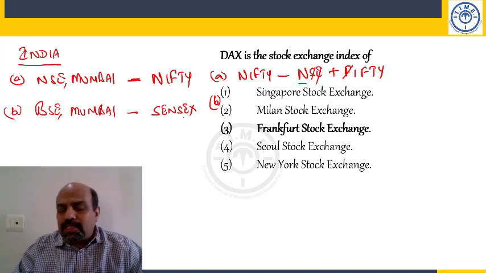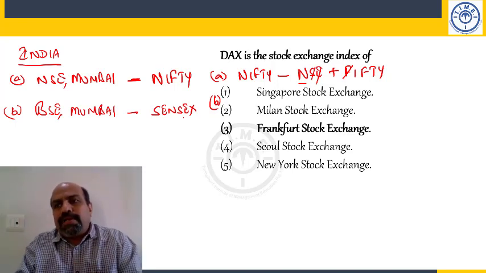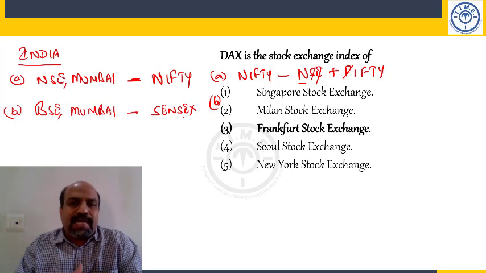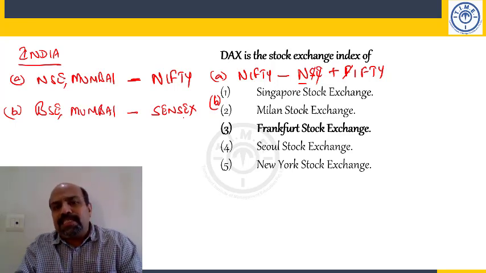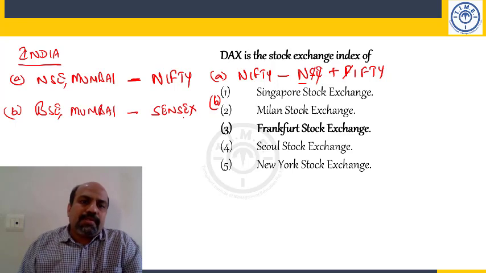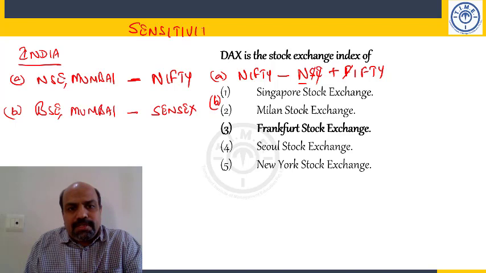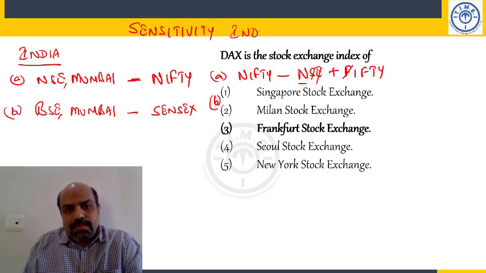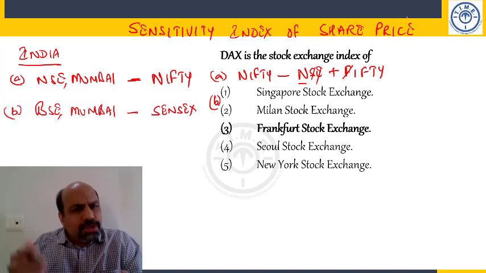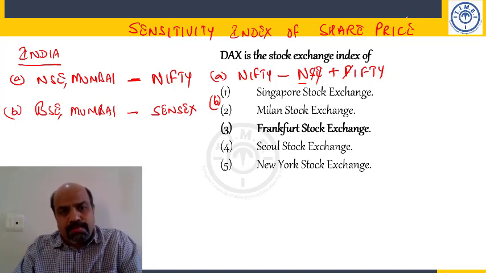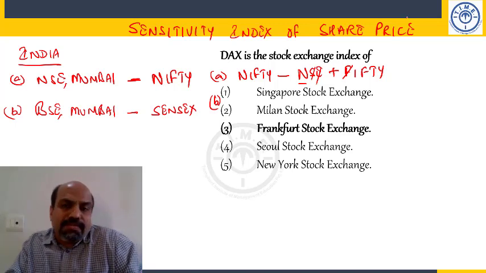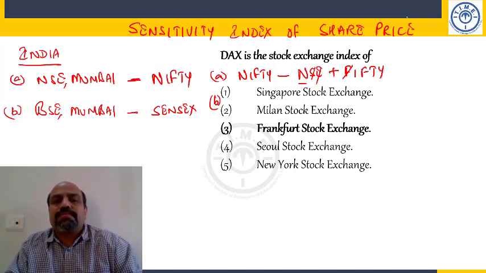Now, in the last column, remarks column, you write these things. Point one. Sensex stands for sensitivity index of share price. Usually we think it is sensitive index. Actual full form is this: sensitivity index of share price. Okay.